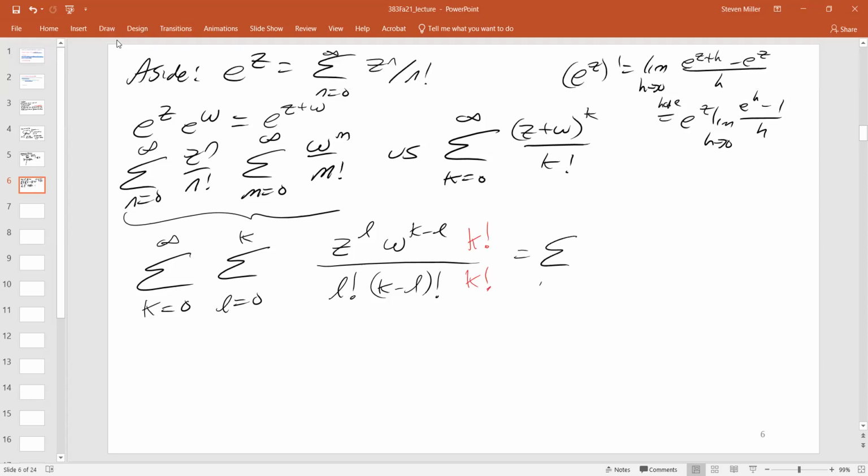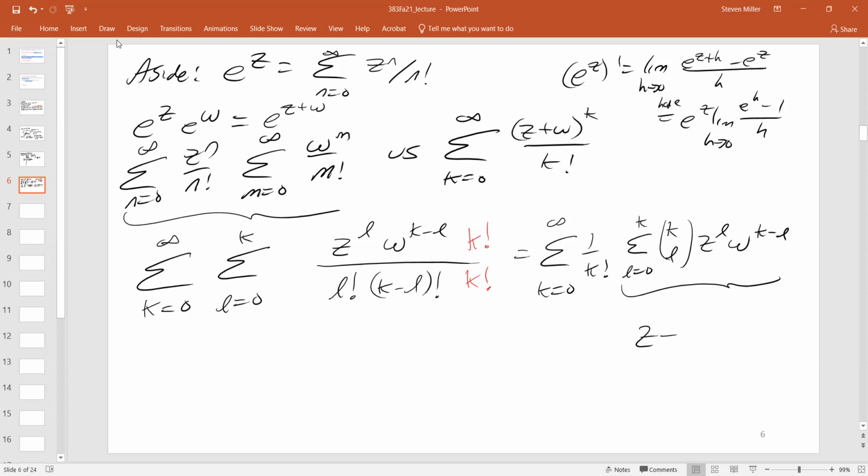We would get the sum, k goes from 0 to infinity. I can pull out the k factorial, and I'll have a sum, L goes from 0 to k, of k choose L, z to the L, w to the k minus L. Oh, but this over here is just (z plus w) to the k. I'll put the k factorial down below, and k goes from 0 to infinity, and there's the proof.